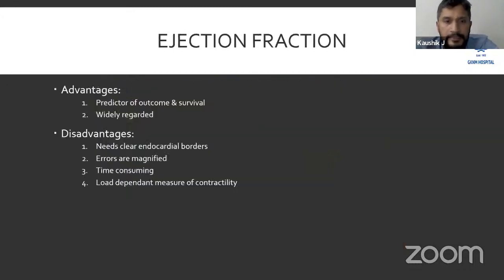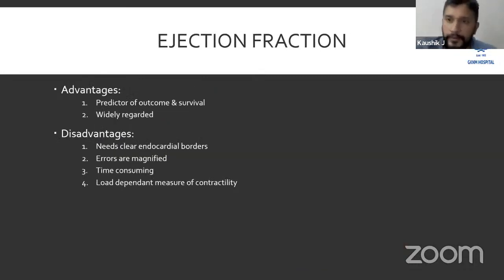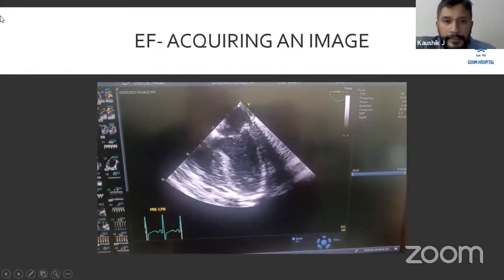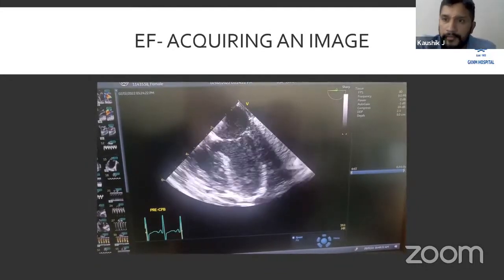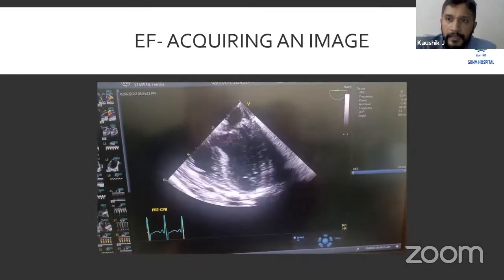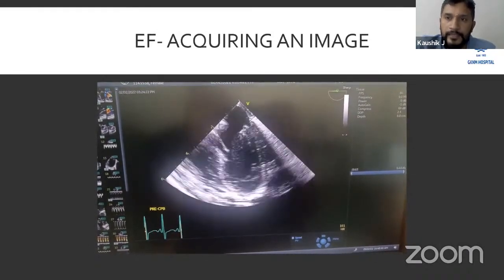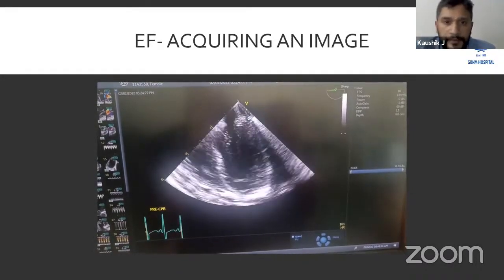And another thing is that it is load dependent. So it is a load dependent measure of contractility. All of these indices that we have discussed in the previous few slides are all dependent on both the afterload as well as the preload. So if you have a full patient, your heart is going to look like it's not contracting well. And if you have an empty heart, it looks like it's going to be contracting much better. So that is what it means by load dependent. So it is preload dependent as well as afterload dependent.